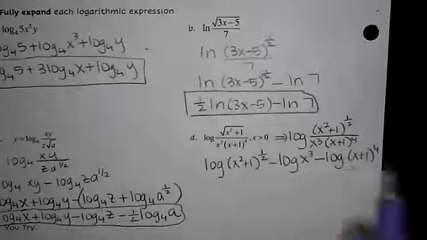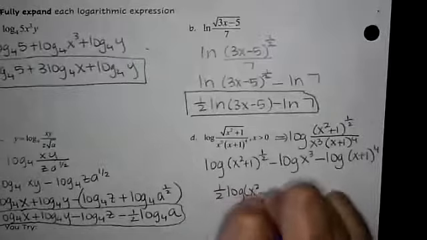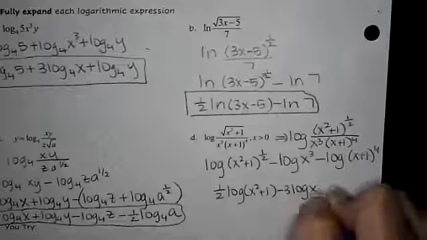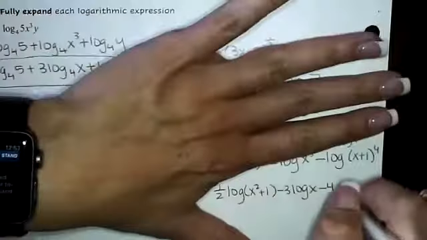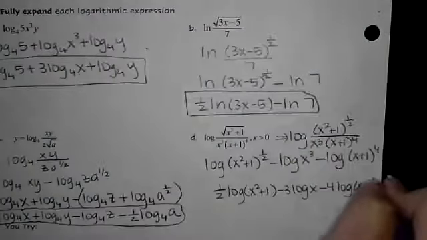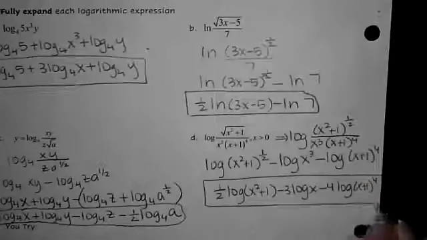And then my last step would be to get rid of those exponents. So we get 1/2 log of x squared plus 1 minus 3 times the log of x minus 4 times the log of x plus 1 to the 4th power. Again, that's another one that would be one of the harder ones that you would get.